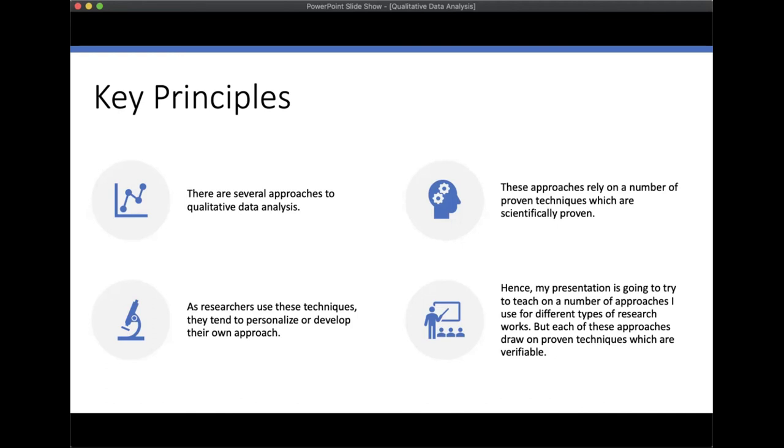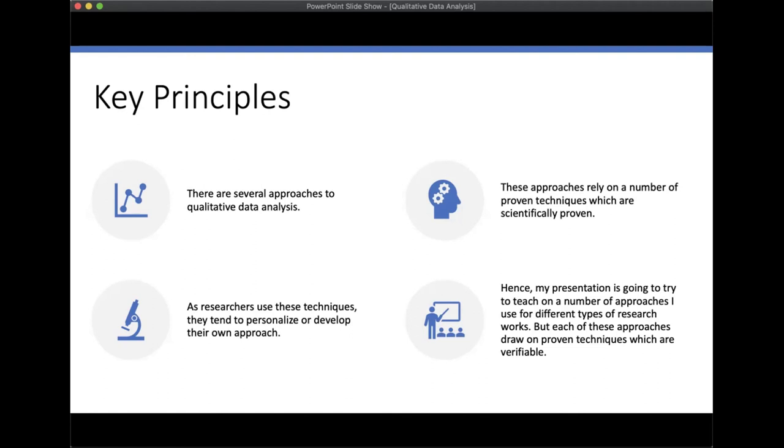These approaches rely on a number of proven techniques which are scientifically proven. Irrespective of the different approaches that may exist, there are techniques within them. So there's an approach and there's a technique. The approach is what the thing is sometimes named after. Within that, there are some techniques that you apply, and the techniques that you apply are sometimes common to all, and they've been tested and established. As researchers use these techniques, they tend to personalize or develop their own approach. That's why their approaches get born.